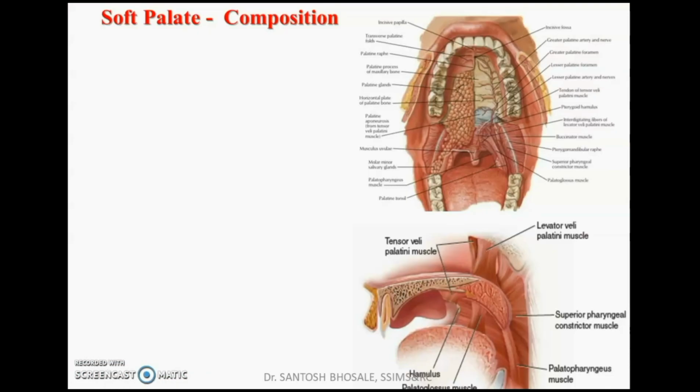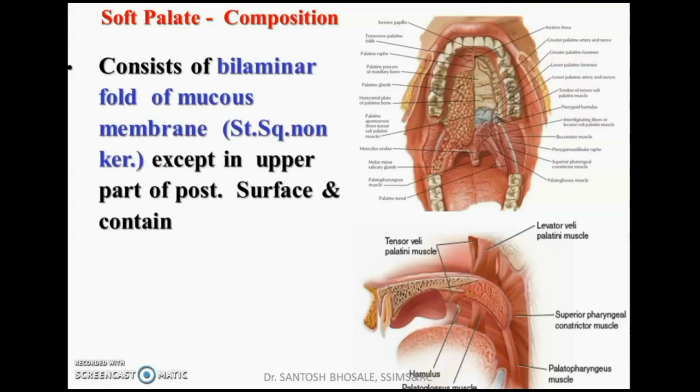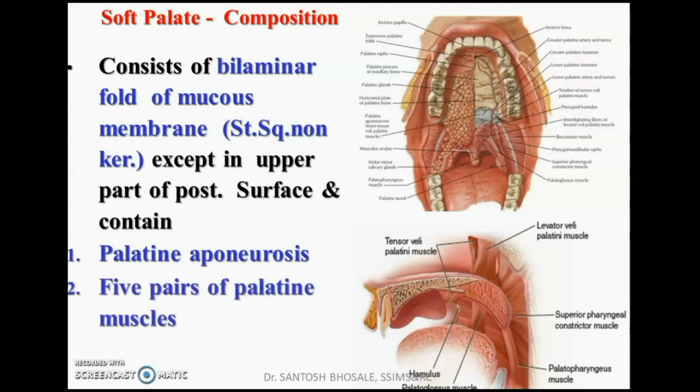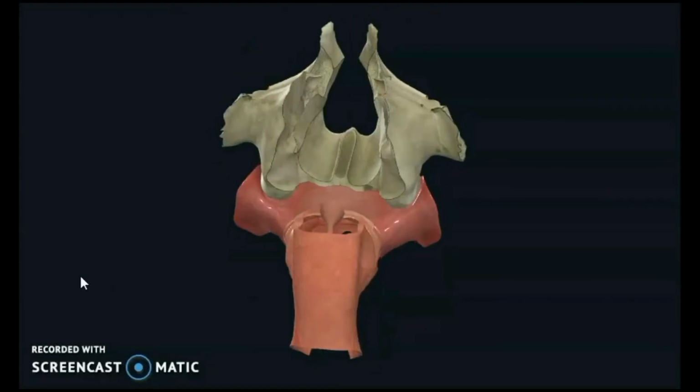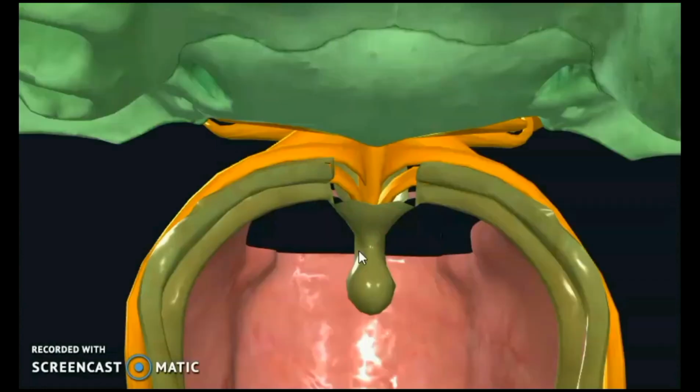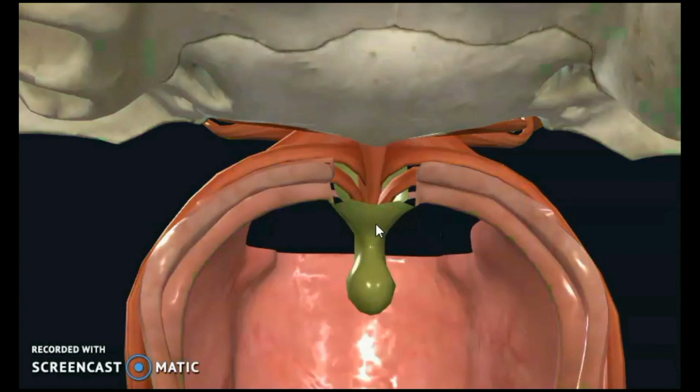Coming to the structure, it consists of an oral surface. It is a bilaminar mucosal fold: the respiratory side lined by respiratory epithelium, the oral side lined by oral epithelium. It contains the fibrous framework, the aponeurosis, then 5 pairs of muscles, palatine glands, vessels and nerves. You can see there the respiratory side, respiratory mucosa. This is the oral side, lined by the oral mucosa, that is stratified squamous non-keratinized epithelium.